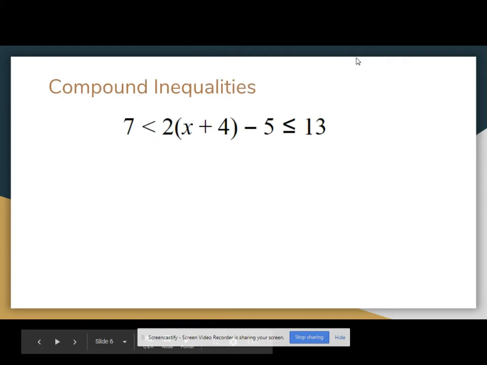Compound inequalities. So a compound inequality could show up in a couple different ways. We have this one right here. I'm going to show you how to solve this compound inequality. A compound inequality is when you have more than one inequality at the same time. This would be like if you had, let's say you had a swimming pool. You need to have so much chemical in there to kill all the junk that people put in.